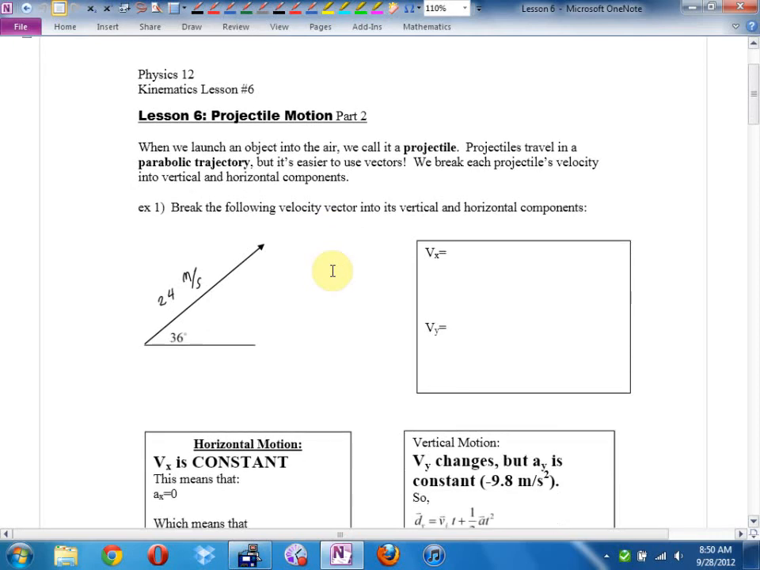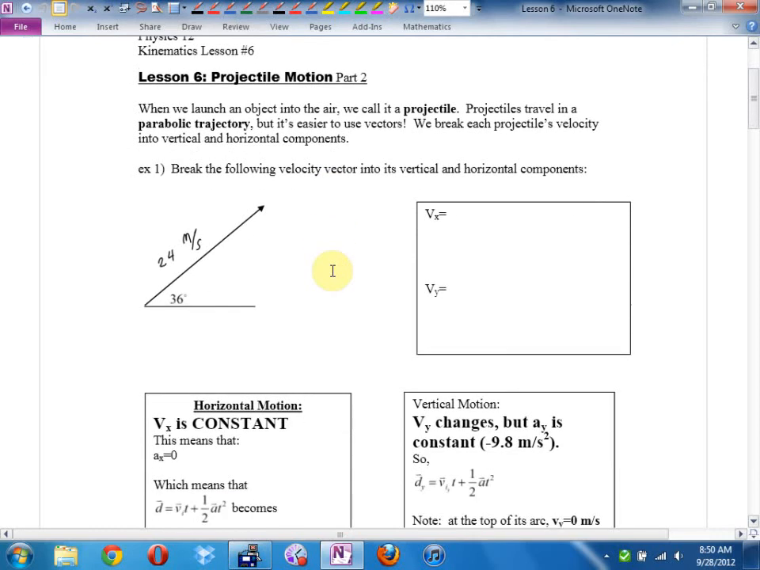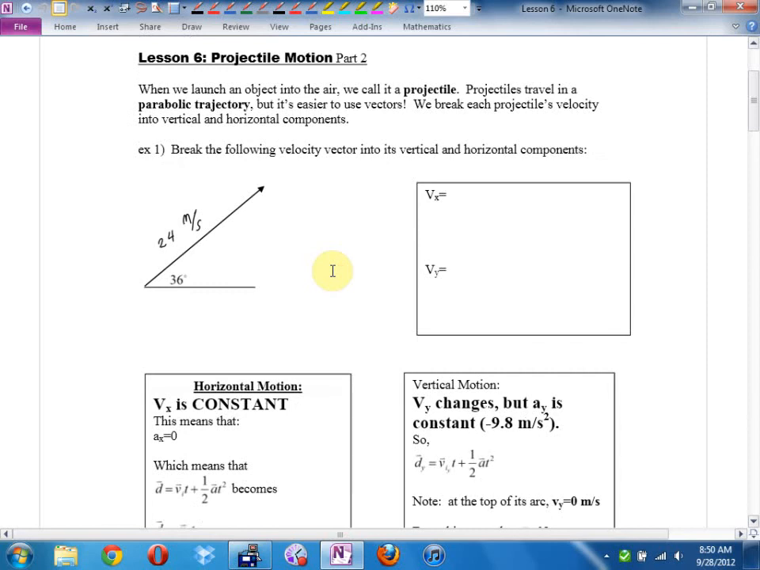But it's easier to use vectors. We break each projectile's component velocity into vertical and horizontal components. So break the following velocity vector into its vertical and horizontal components. Hey, what was the shortcut? What was Vx and what was Vy? Now, do you remember it?